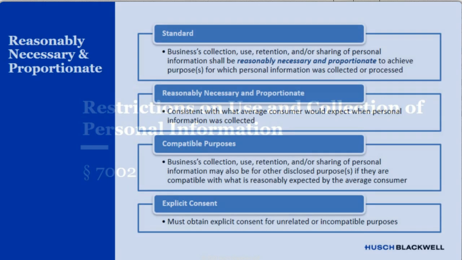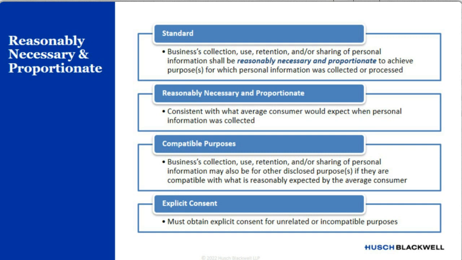Section 7002 is directed at operationalizing the requirement that a business's collection, use, retention, and sharing of PI shall be reasonably necessary and proportionate to achieve the purposes for collection and processing of that PI. So the regulations work to clarify what it means to be reasonably necessary and proportionate, and they state that the purpose must be consistent with what an average consumer would expect when PI was collected from them. This section also provides that the collection, use, retention, and sharing of PI may also be used for other disclosed purposes if those purposes are compatible with what is reasonably expected by the average consumer.